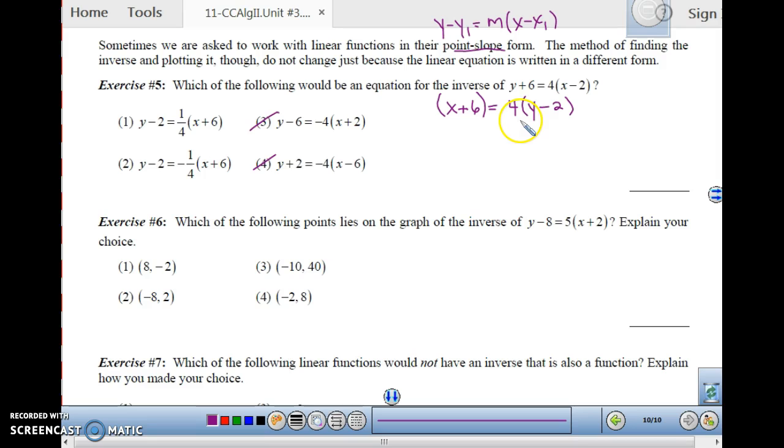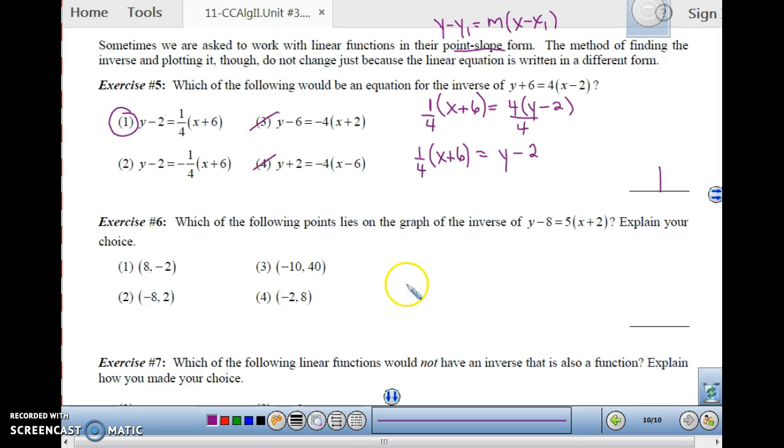I want to solve this for y, so I want to get rid of this 4. Well, since this is multiply, I can divide the 4 right now. And I can divide the 4 over here, but remember, there's an imaginary 1 in front here, so this is 1/4. So this is 1/4 times x plus 6 is equal to, well, what's left over here? y minus 2. So which one does that look like? It's number 1. So there we go. If you want to, you can also distribute the parentheses, solve for y, do it that way. But notice here, if we can get it to keep the same form, we're all set.